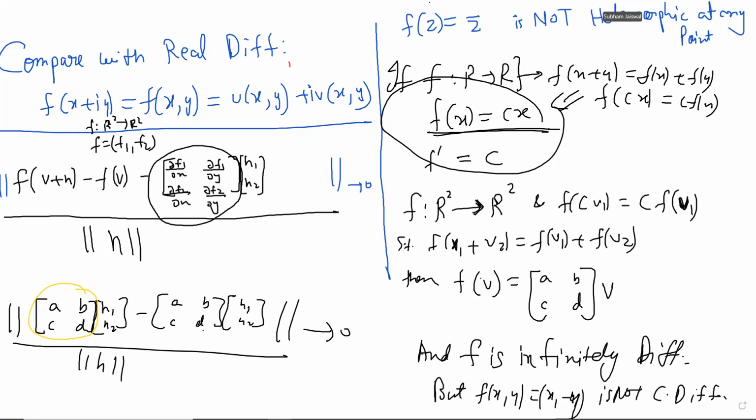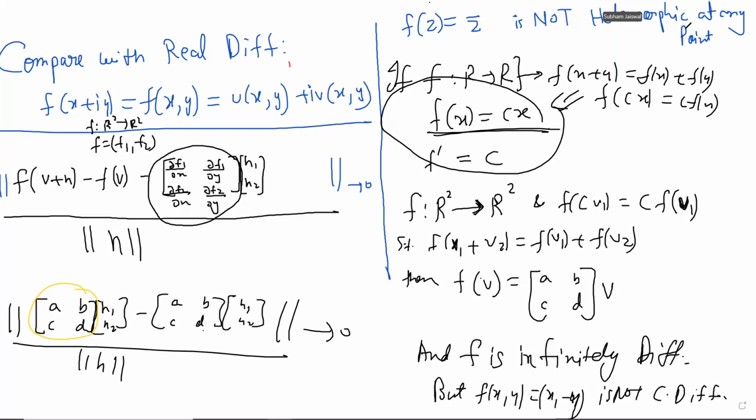So complex differentiability is a much stronger thing, and that's why it is difficult to decide when it holds. It's easy to decide when it is not, but it's hard to decide when it is. And that's what we are looking for. So let's keep going in that direction.